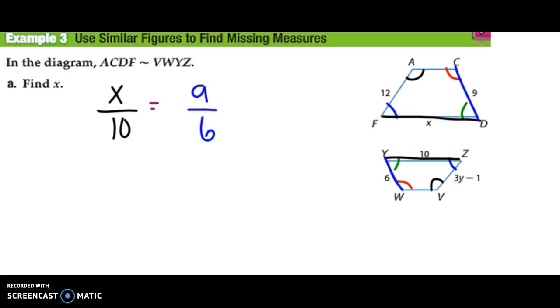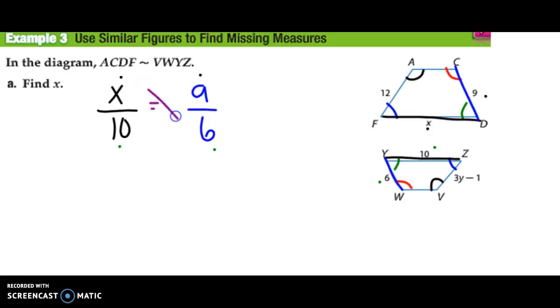Now it's important that I set it up this way. You'll notice that in the big quadrilateral, I have the top numbers. So X and 9 are both in the same quadrilateral, so they're both on the top, X and 9. And in the smaller quadrilateral, I have 10 and 6. I have 10 and 6 here. So it's important that those are in the same spot. Now it's just a straight proportion problem.